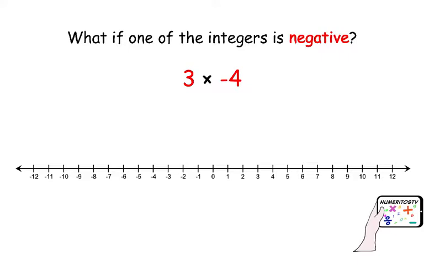Okay, so let's apply the same rule if one of the integers is negative. So my first number is going to tell me how many jumps. So in this case, 3. My sign is positive. Remember, when you don't have any sign or symbol, you know that that's positive.